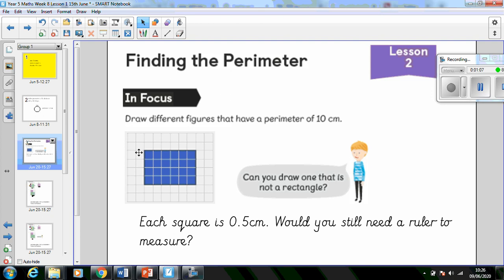Now, can you draw some shapes, starting with rectangles, that also have a perimeter of 10? Then move on to some shapes that aren't rectangles. Now, you should be able to find lots of different possibilities in this investigation. Name the shapes as you go. Are the shapes regular or irregular? Remember that this means that all of the sides are of equal length and their angles are equal too.